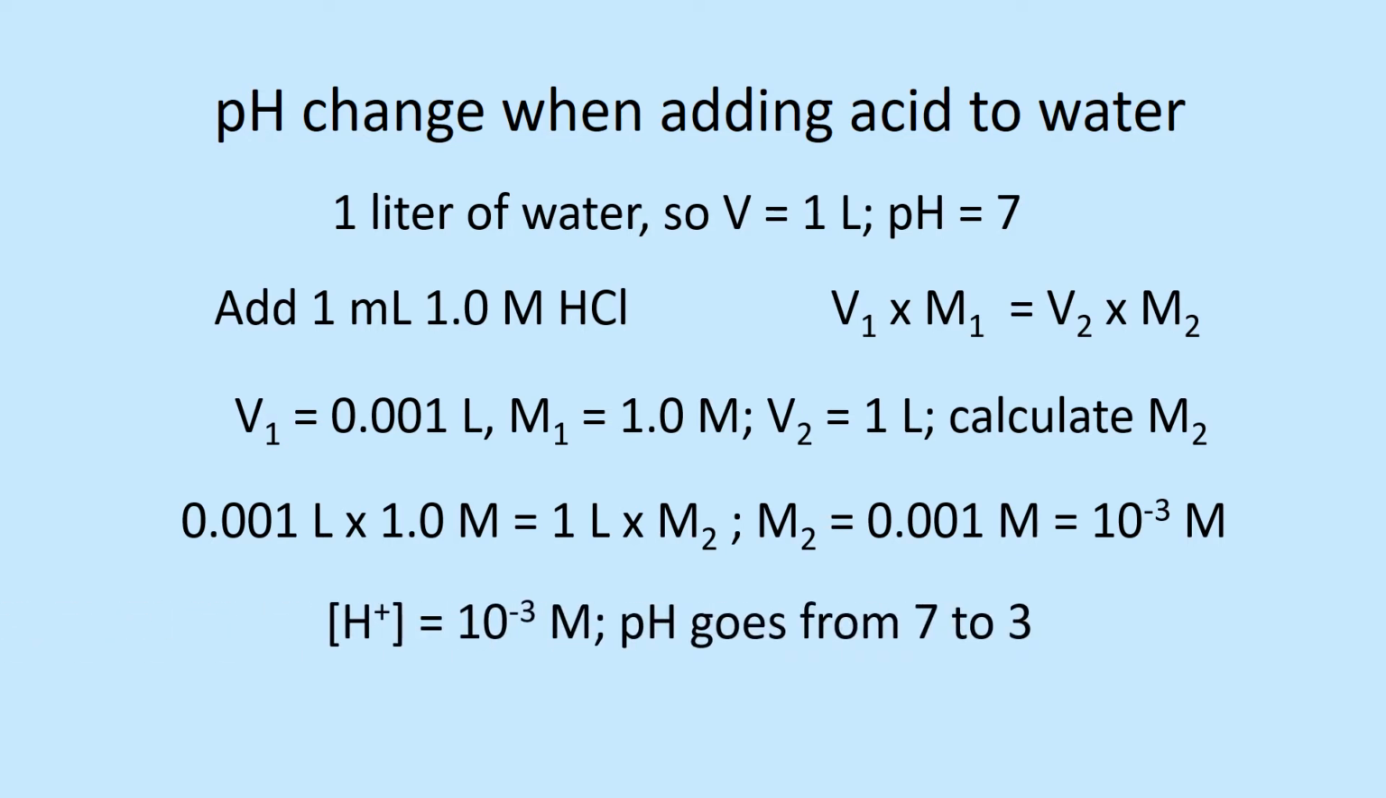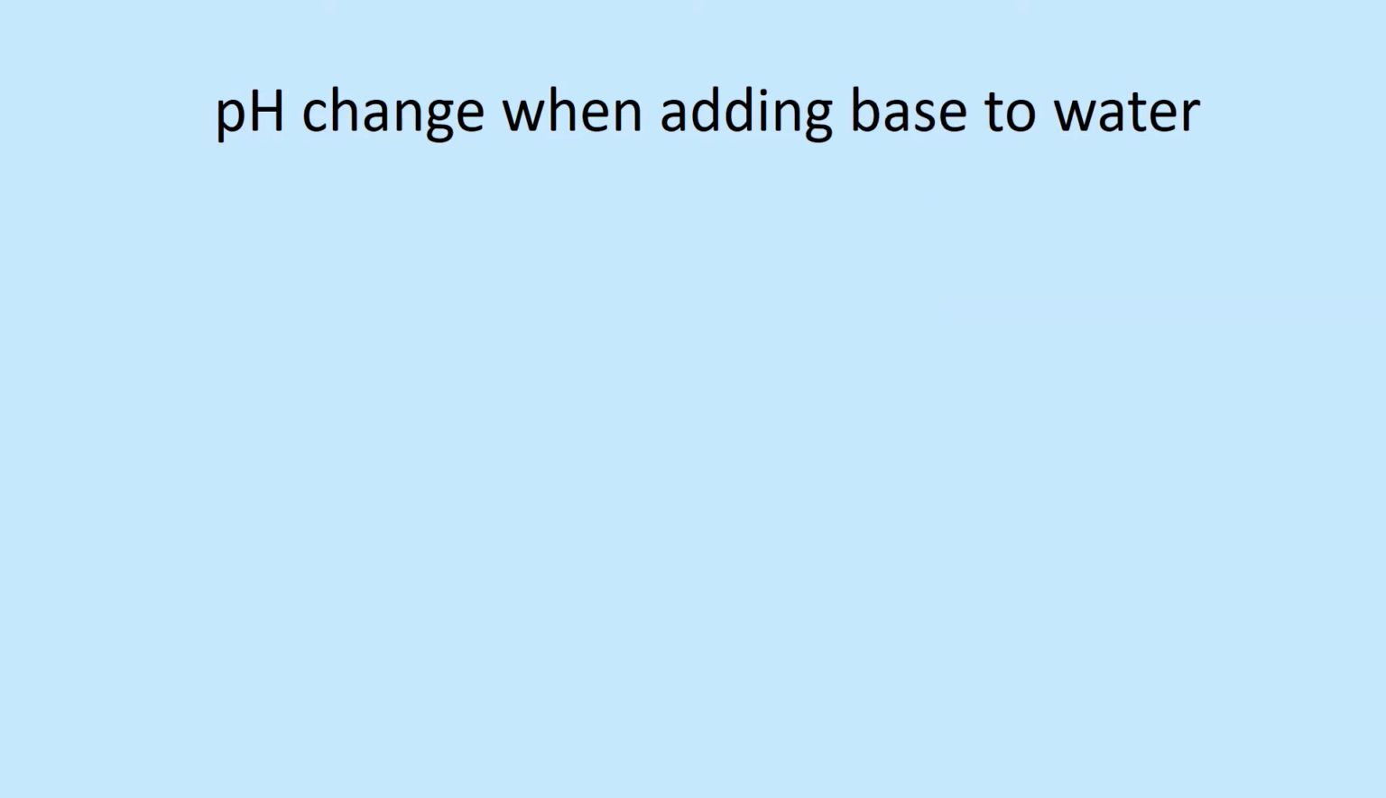Since HCl is a strong acid, it dissociates completely, so that means the H+ concentration is 10 to the minus 3 molar, and the pH has gone from 7 in pure water to 3 after we've added a milliliter of 1 molar acid.